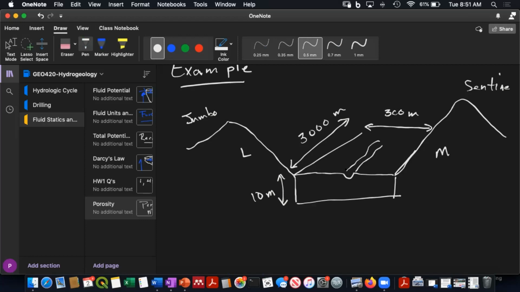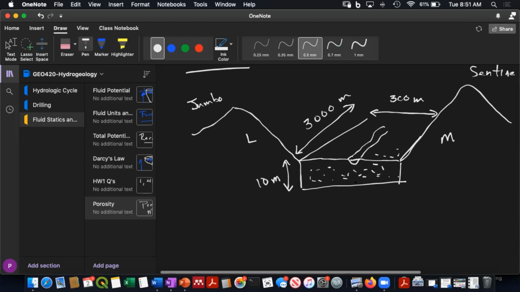So I want to calculate the total volume of water stored in these alluvial sediments in the Hellgate Canyon. And I'm going to tell you that the porosity here is equal to 0.3.